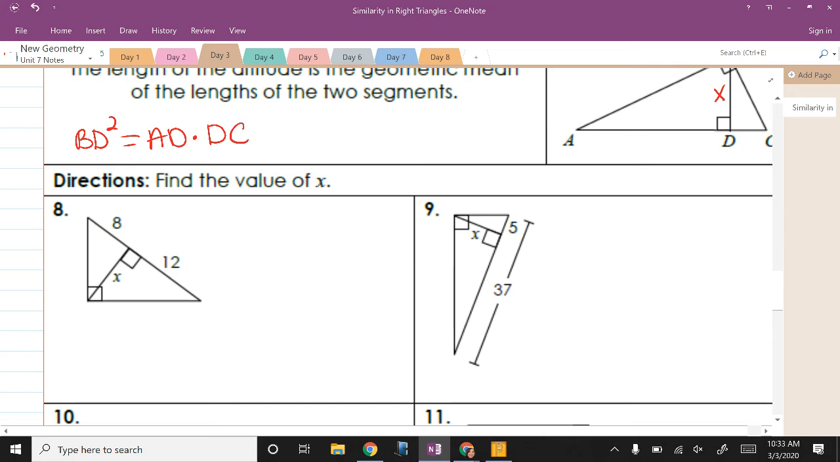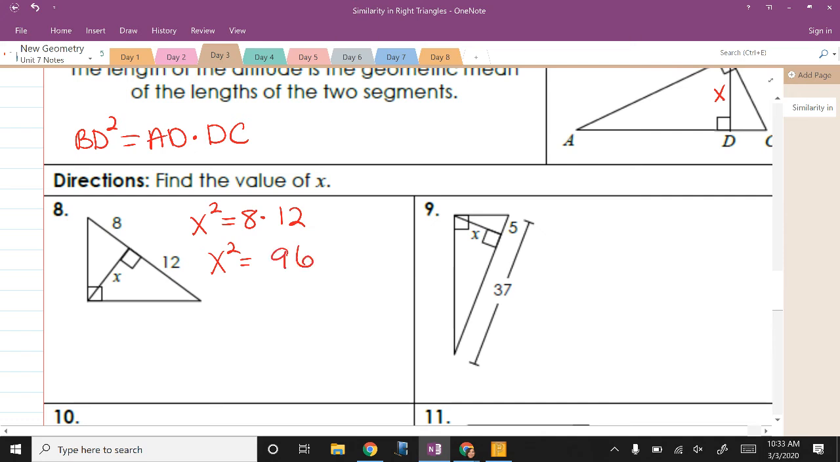So what's my altitude? X, 8, or 12? X. So you're going to say x squared equals what splits that segment into a part that's 8 and a part that's 12, right? So x squared equals 8 times 12. And what is 8 times 12? So x squared equals 96.